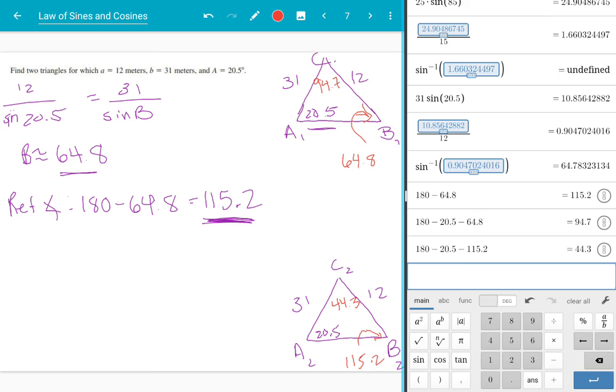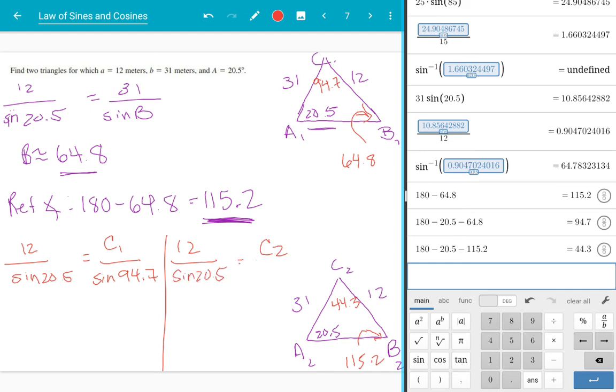If I'm doing C1 first, we're going to use the original, so 12 over the sine of 20.5 is equal to C sub 1 over sine of 94.7. The second equation we want to solve for the second triangle is going to be 12 over sine 20.5 equals C sub 2 over sine of 44.3.